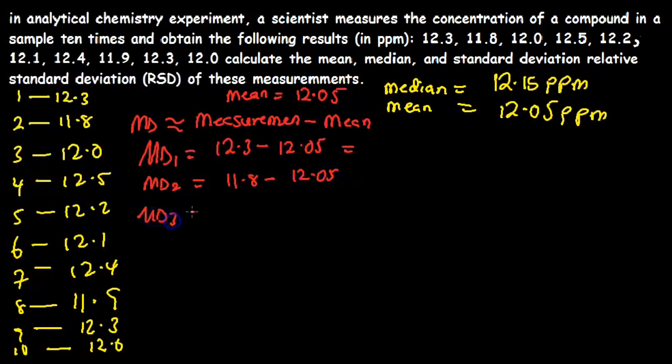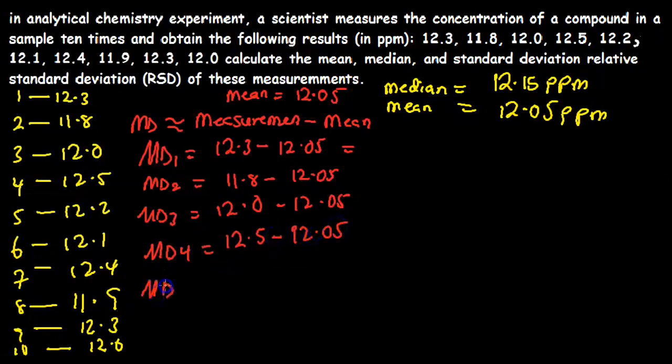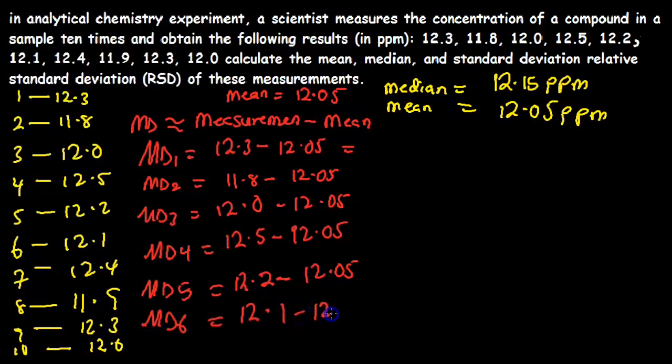Mean deviation of the third observation is simply going to be 12.0 minus 12.05. The mean deviation of the fourth observation is simply going to be 12.5 minus 12.05. The mean deviation of the fifth observation is simply going to be 12.2 minus 12.05. What about the mean deviation of the sixth observation? This is going to be 12.1 minus 12.05.